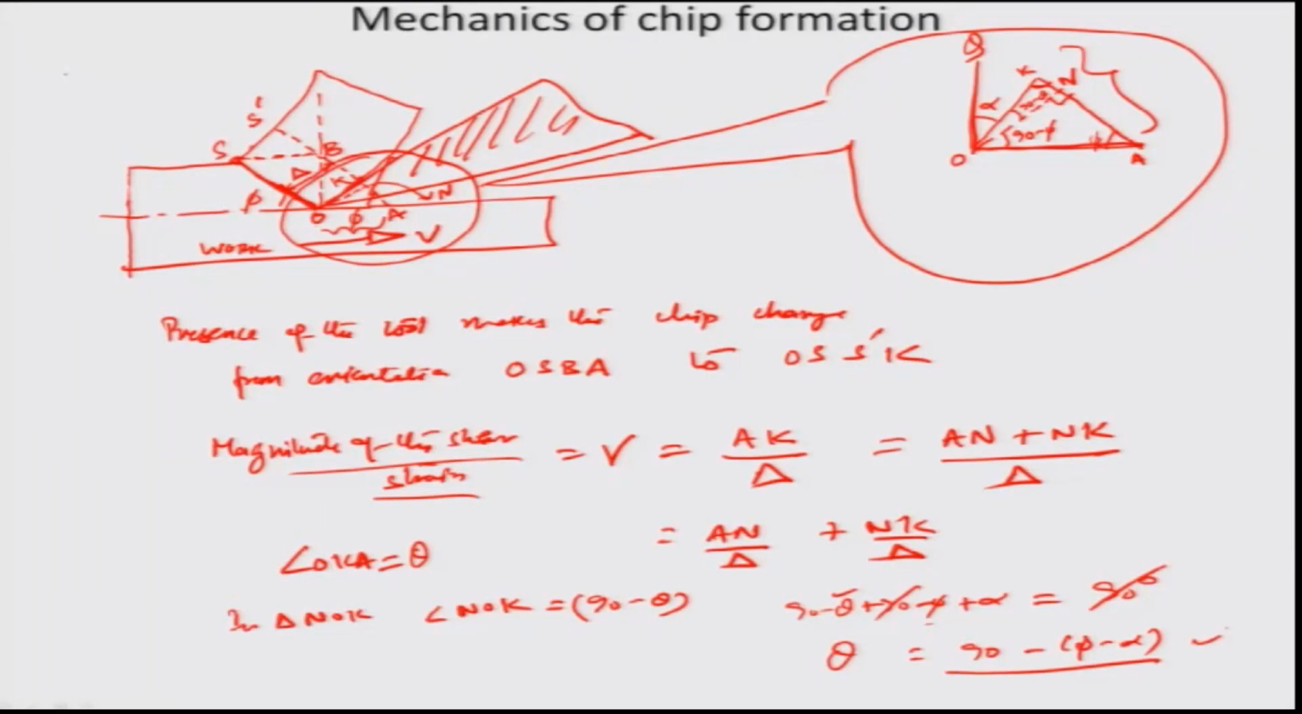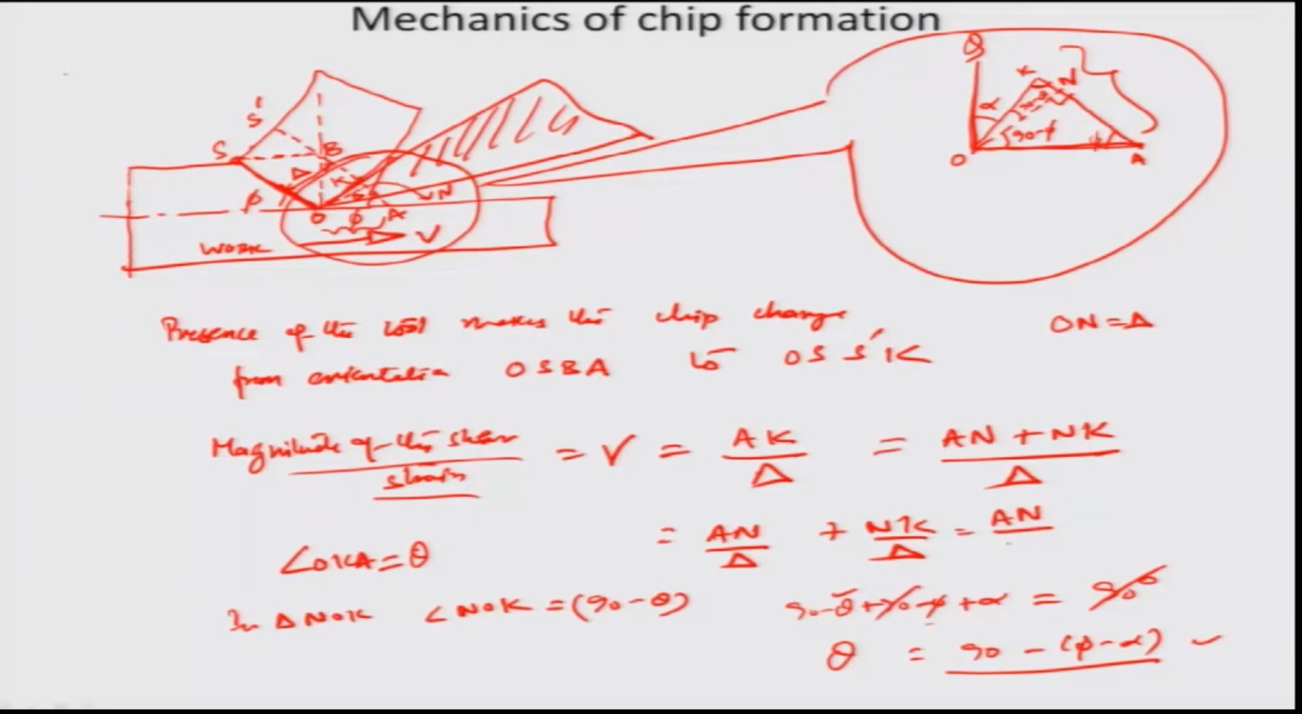And if I were to explore what is the value of AN by delta, so AN by delta, and delta is basically ON. You are aware that that is how ON was drawn here, as a perpendicular. So, it is basically the thickness of the undeformed chip, and so this ON value becomes equal to delta, and AN by ON.